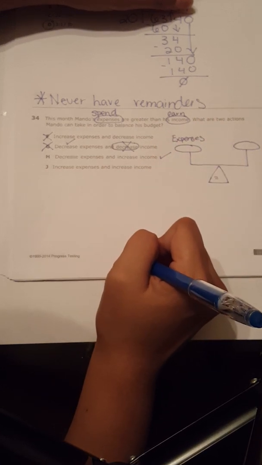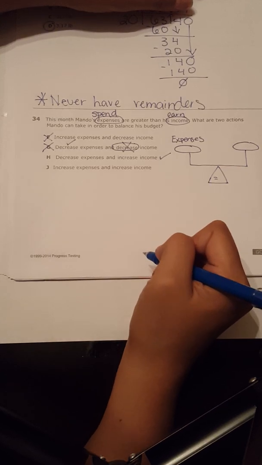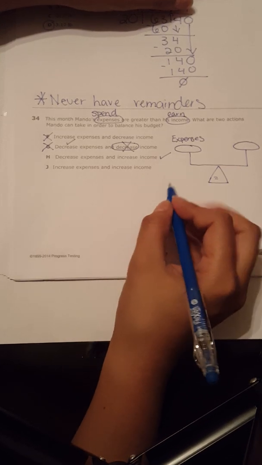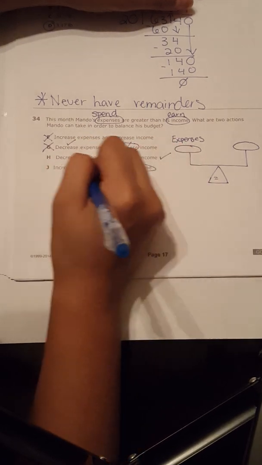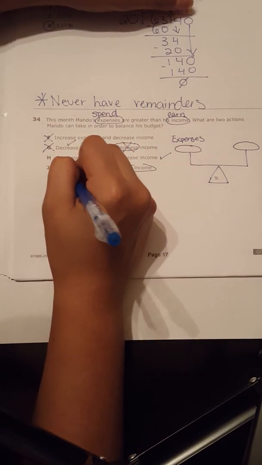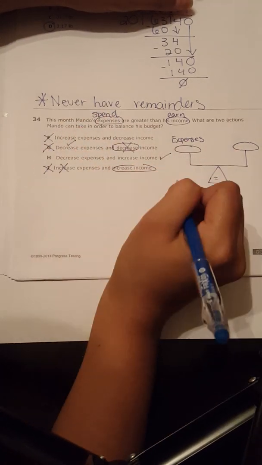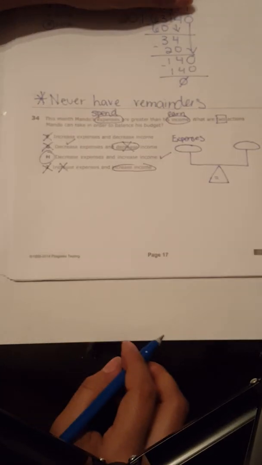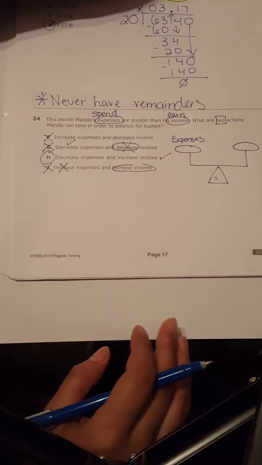Increase his expenses, so spend more money that he already does not have, and increase his income. Well, increasing his income will work. But because we don't want to increase his expenses, we don't want him spending even more money, letter J is not a very good option. The only one that has 2 good options, which is asking for 2 here, is letter H. He needs to spend less and earn more.